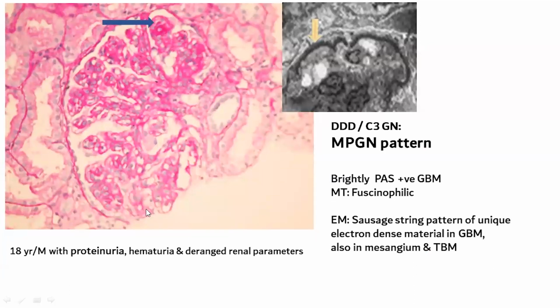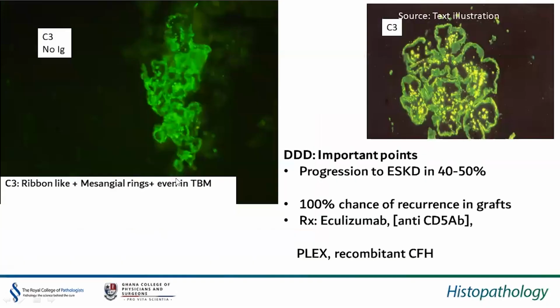This material represents the alternate complement pathway material which is laid down in the basement membranes. So dense deposit disease can affect not only the glomerular basement membranes, but also the mesangium and the tubular basement membrane, and in fact, it can be a multi-system disease. It can even involve the eye. So these are features that you have to be aware of.